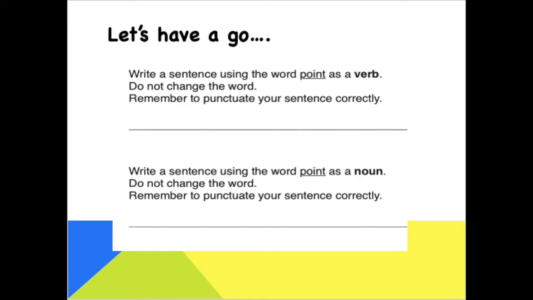Make sure you don't change the word. So when you're writing the verb, you can't have pointed or pointing. It has to be point. And keep it simple. Don't try and be clever and write a big long sentence with lots of big words in it. Just keep it very simple. So have a go at that and let's see how you've got on.